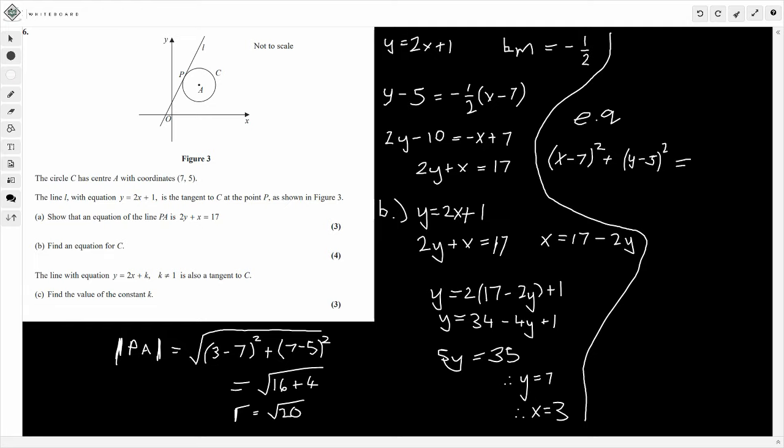So if r is the square root of 20, that means that's going to equal to root 20 times root 20, which is just 20. So that's part B done. So let's quickly rub this out now, and let's get on with part C here. So we'll quickly rub this out.